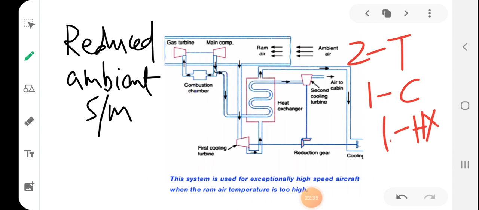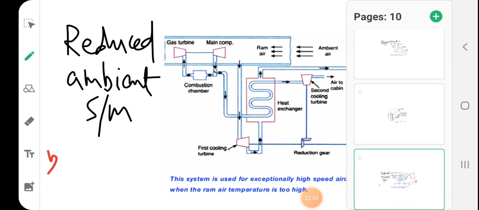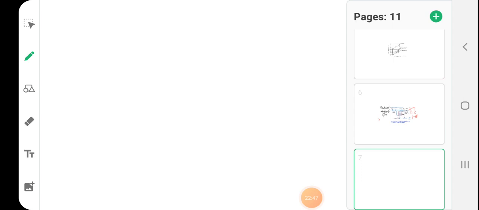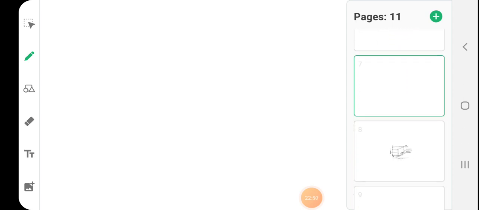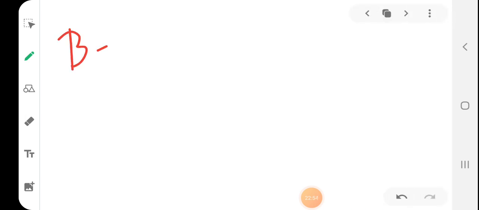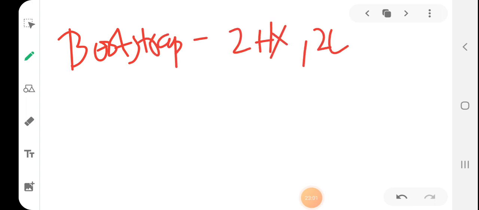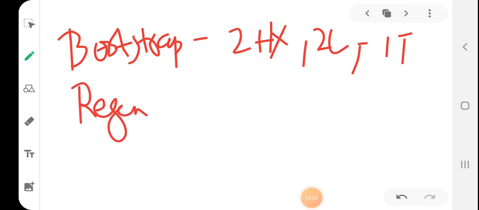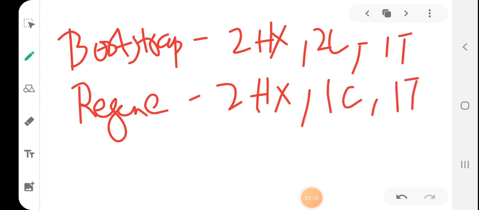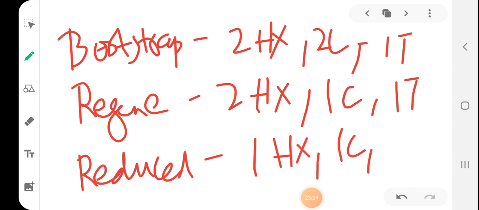In the Bootstrap system, there are two heat exchangers, two compressors, and one turbine. In the regenerative system, you can see two heat exchangers, one compressor, and one turbine only. In the reduced system, one heat exchanger, one compressor, two turbines. So that is the difference between all the three types. Okay.